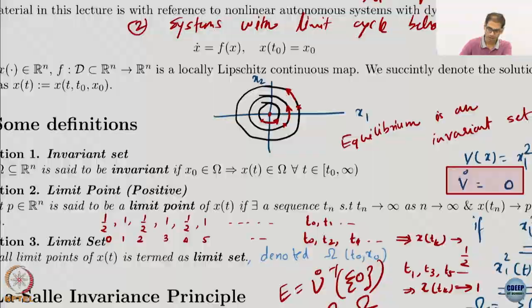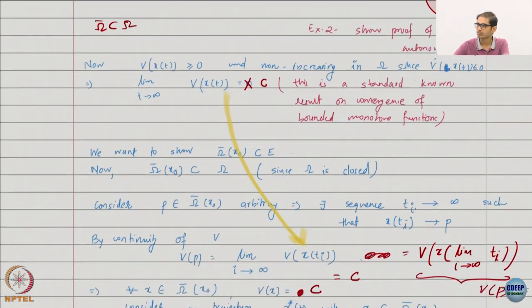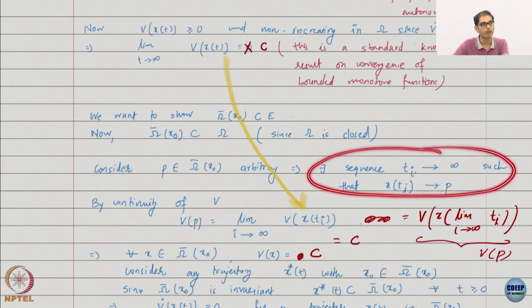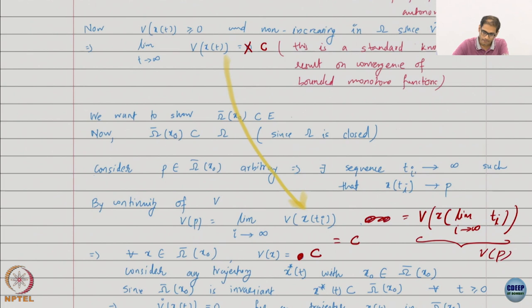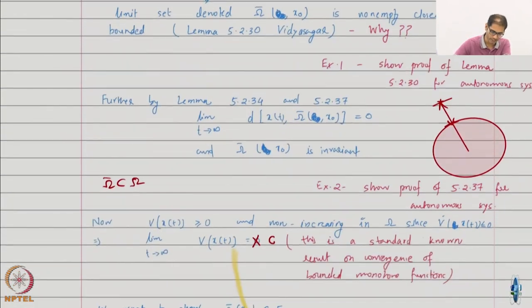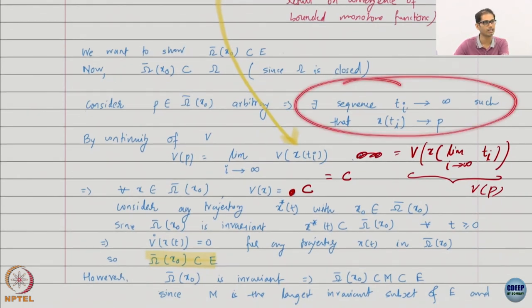Some point here. Now what did I do? I started with some point on that circle, for example. I started with some point on that circle, and then I used the definition of the limit point, which said that I will converge to that point as time goes to infinity. As time goes to infinity, I converge to that point. In this particular case, I will always remain here, but in general, I will converge to this point. That is the definition of the limit point. It's the definition of this point P. So, I have just written the definition. I have not done anything more than write the definition of the limit point here.